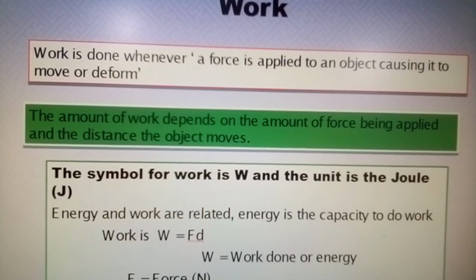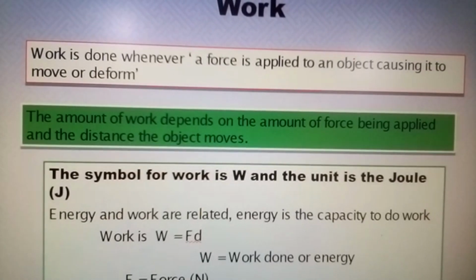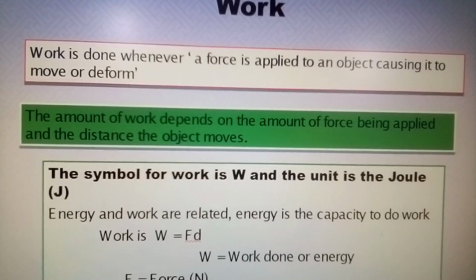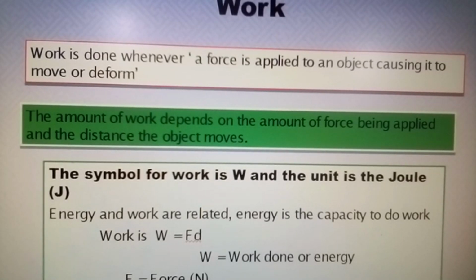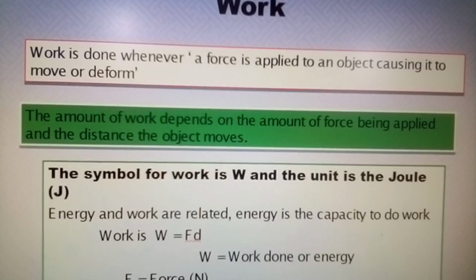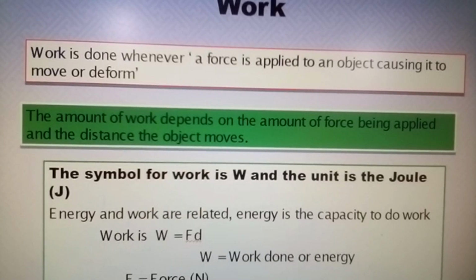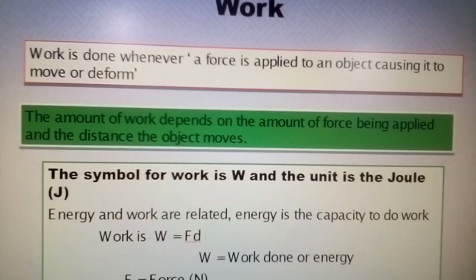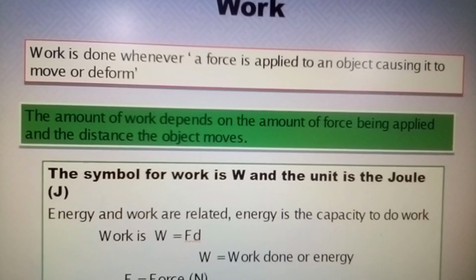Right, now, symbol for work is W and the unit is a joule. Energy and work are related. Energy is a capacity to do work. Work equals W equals force times distance. W equals work done or energy. F equals force in newtons. D equals distance in meters.